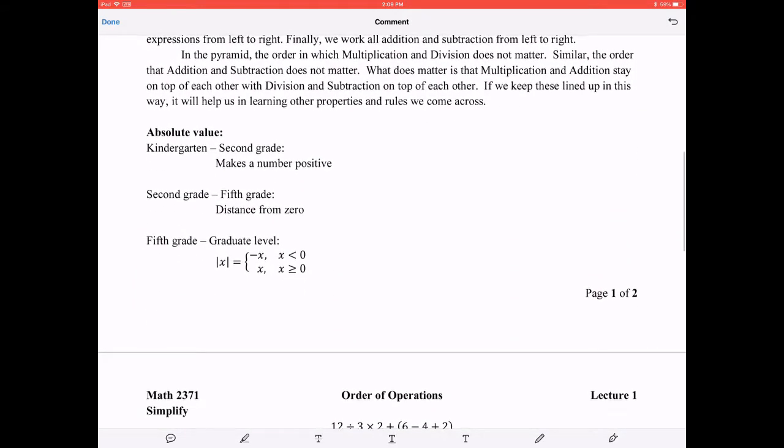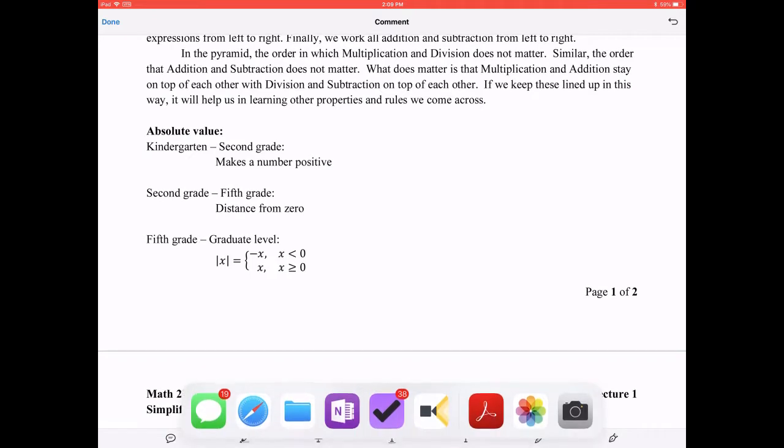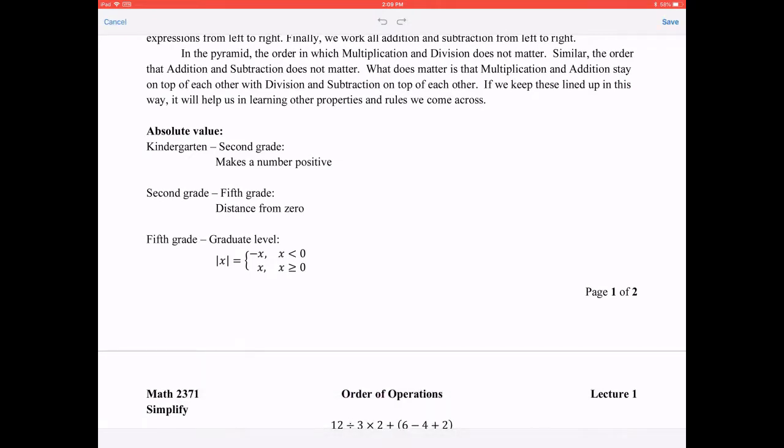Now, absolute value. Let's talk about absolute value for a minute. From kindergarten to first grade or second grade, when we talk about absolute value, the way we define absolute value is that it makes a number positive. So when we talk about these, if we talk about the absolute value of -3, what we mean is, it just makes the number positive, so we call it 3. Or we talk about the number 3 and we say the absolute value of that is 3.